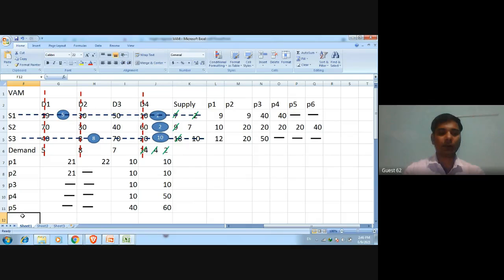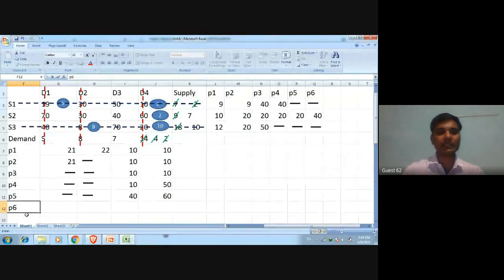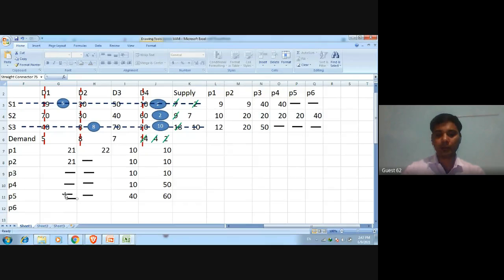And in the column, I have calculated the penalty. There is no need to calculate the penalty for column D1. So I have drawn a dash in column D1, and there is also no need to calculate the penalty for D2. So I will also draw a dash in D2, but D3 has only one transportation cost, that is 40. So we will write down 40 here.